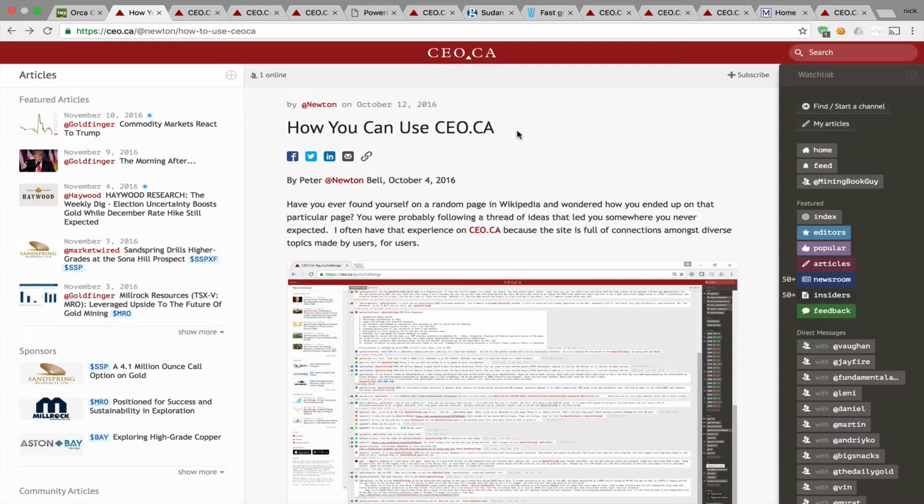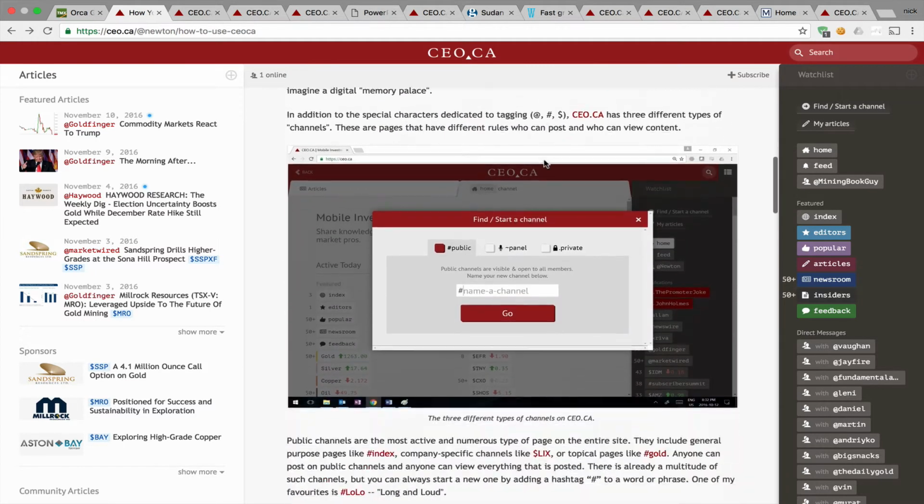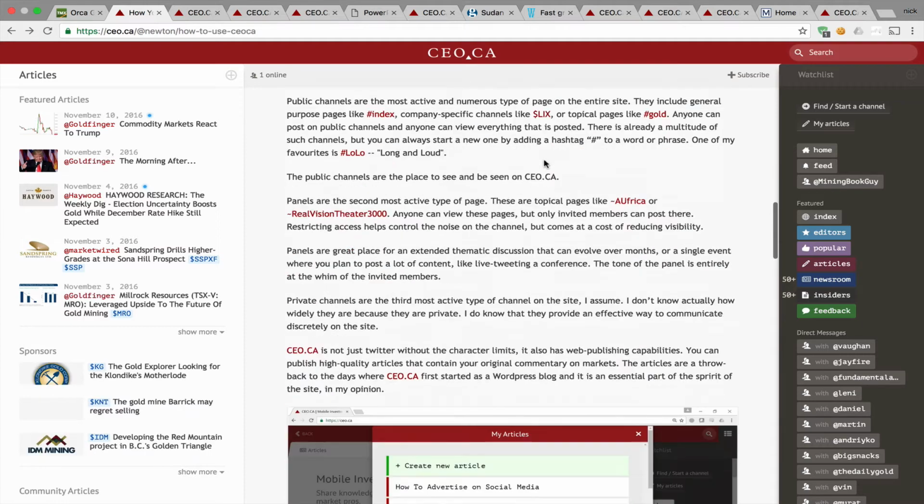I didn't really know what I wanted it to be about, but now I know exactly, based on the events of the last week. So this is an article page at CEO.CA by Newton, Peter Bell, who's at Newton. And I love sharing this one, how you can use CEO.CA. I highly recommend you read this. I'll also have a link in my notes on this.